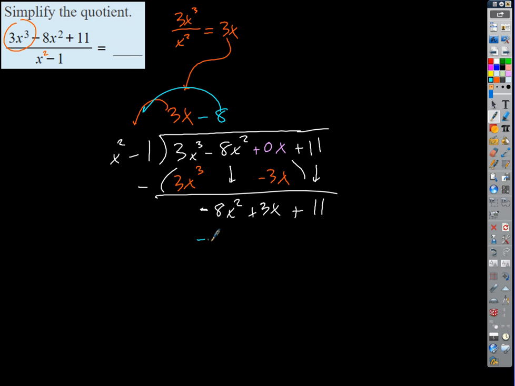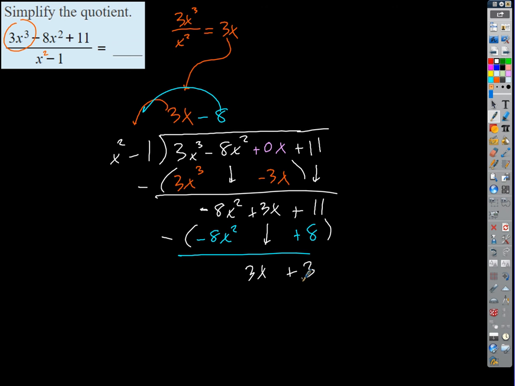Negative 8 times x squared is negative 8x squared. Negative 8 times negative 1 is positive 8. And I'm going to subtract the whole thing. The negative 8x squareds cancel. I'll bring the 3x straight down because I'm subtracting 0 from it. And 11 minus 8 is 3. Okay.